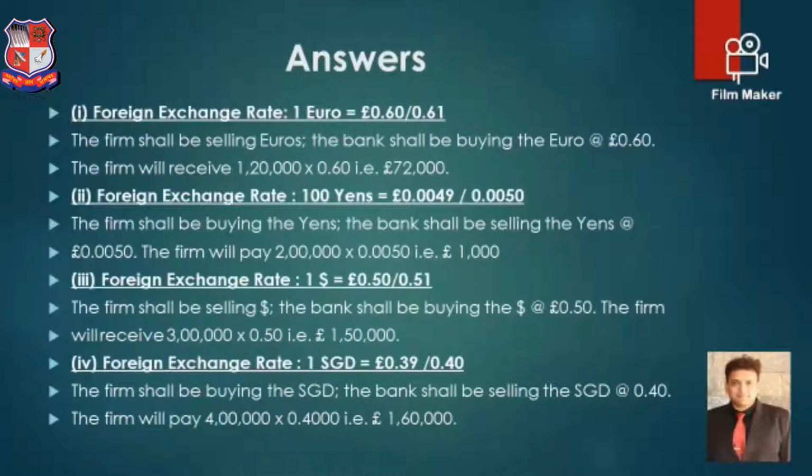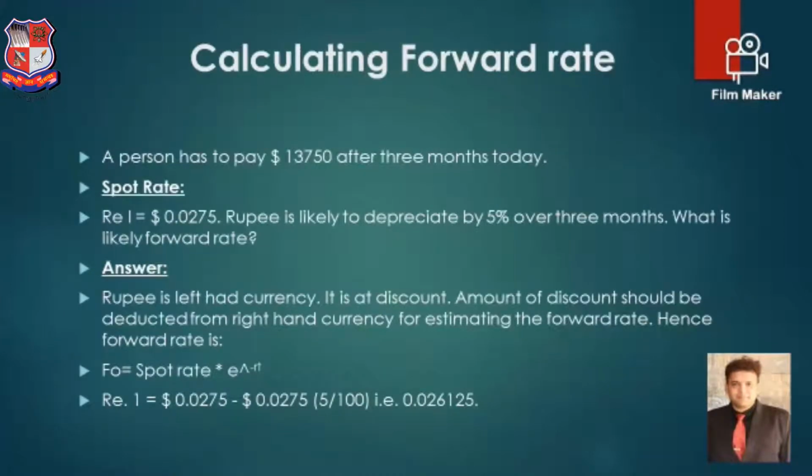And the last one is, we import goods from Singapore worth 4 lakh Singapore dollar. Now we want Singapore dollar because we are the importer, we need to pay in Singapore dollar. To buy Singapore dollar, the bank will sell. So the third quote, which is 1 Singapore dollar, you can buy it by giving 0.40 pound. But now we want 4 lakh Singapore dollar, so 4 lakh into 0.4, 1,60,000 pound we can give, and we can receive 4 lakh Singapore dollar and we can fulfill our obligations.